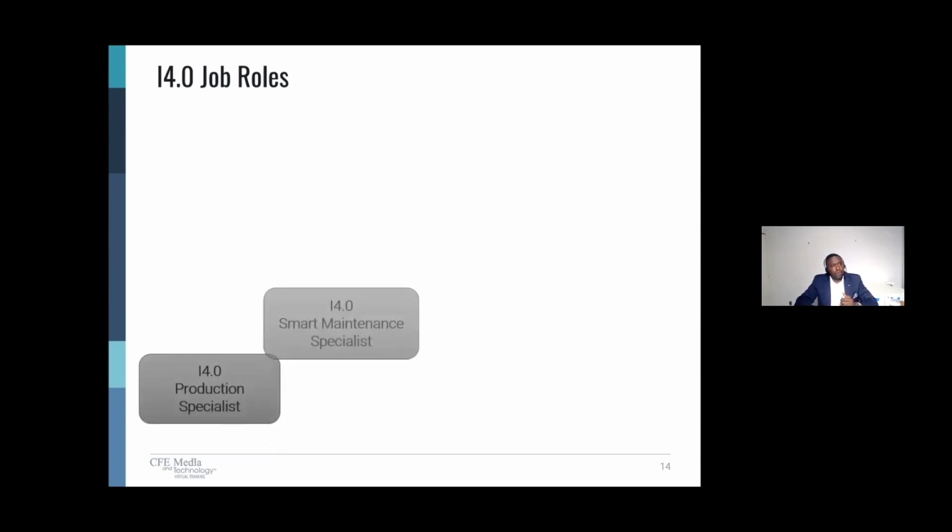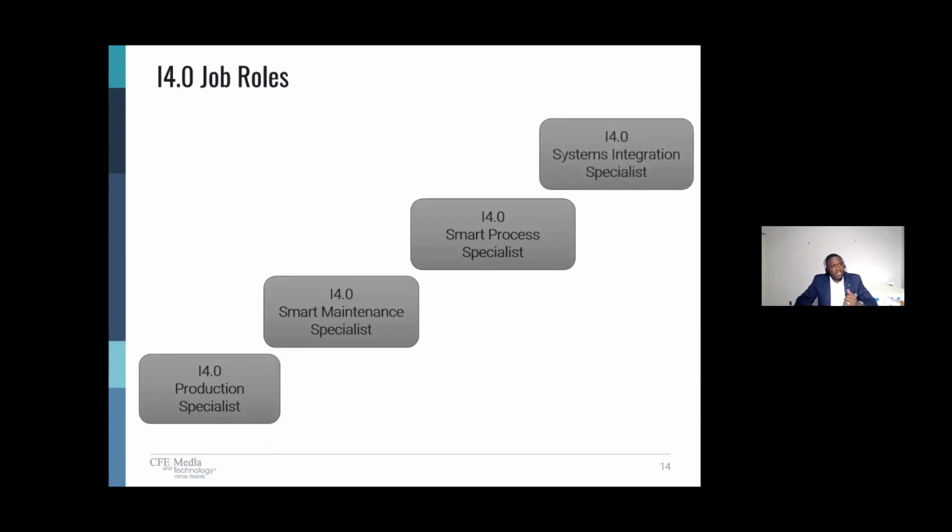We're going to look at 4 job roles. The Industry 4.0 production specialist, the Industry 4.0 smart maintenance specialist, the Industry 4.0 smart process specialist, and the Industry 4.0 system integration specialist. We'll spend a little bit of time on this. When it comes to job roles, the pressure right now would be at the top. The pressure is on the system integrator, because the system integrator's job is to have the understanding of how to make machinery smarter. And it's not that it's so smart; the special sauce is the connectivity.